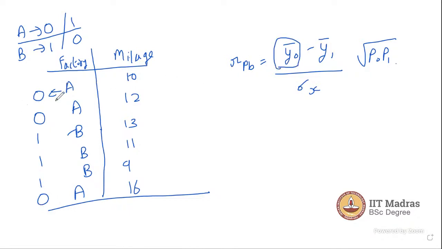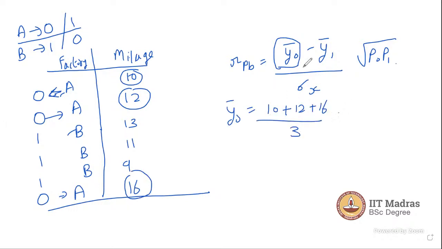Sir, if there are more than two categories, A, B, and C, then? It's not in your course. It's very tedious. You only have two categories in your course. Okay, sir. So see, for zero values, I have these three values. So my y naught bar is the mean of these three values. Okay, y1 bar is the mean of the other three values, for the ones.